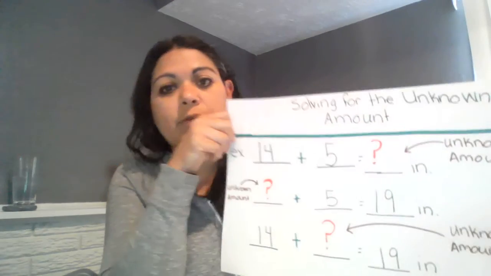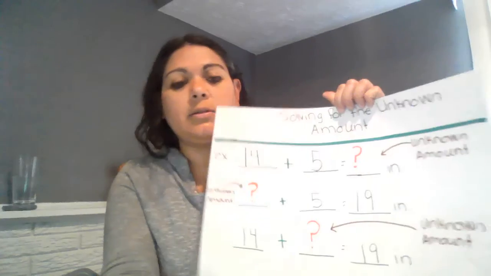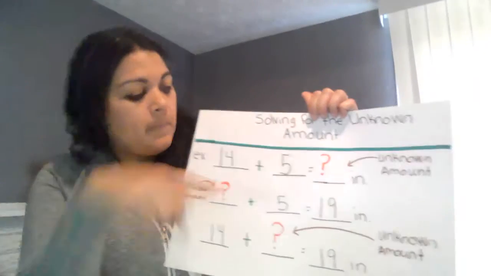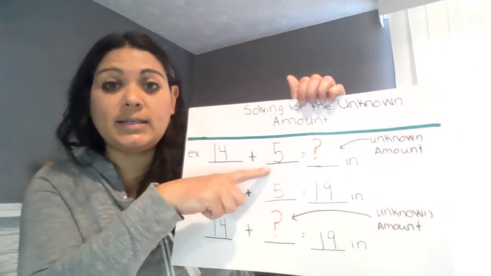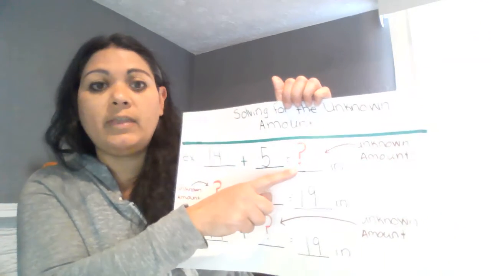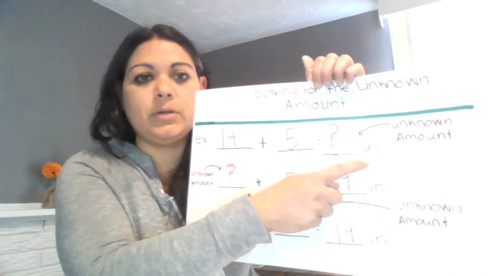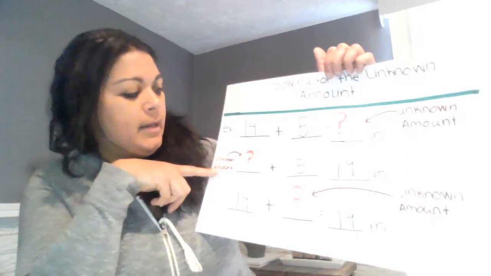Okay, well now this week we are going to take our story problems and we are going to notice that the unknown amount is going to be in different areas. So let's look at our chart here. All right, our first example was the example that we just went over, that the unknown amount was at the very end. And don't forget to put your units of measurement at the end.